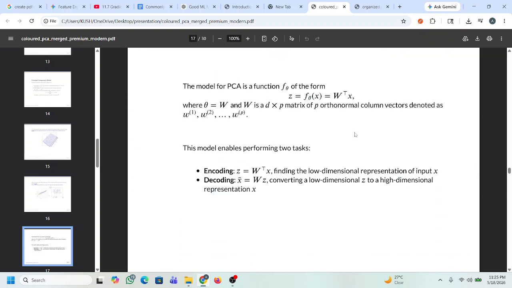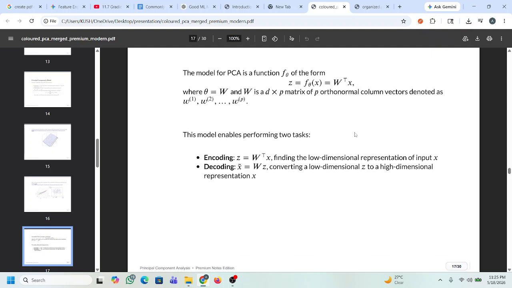Now the model for PCA. Model basically means the function, so it is Z equal to W transpose X. The model enables two tasks. The first is encoding, which means creating Z out of X, so Z equal to W transpose X. Decoding means going back to higher dimensions, so the reconstruction X tilde is equal to W times Z.